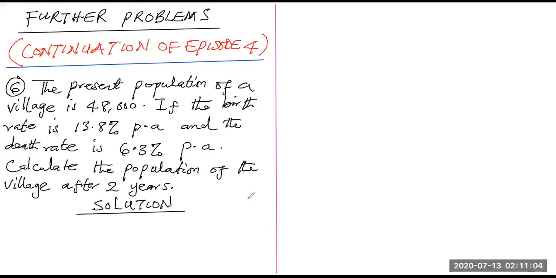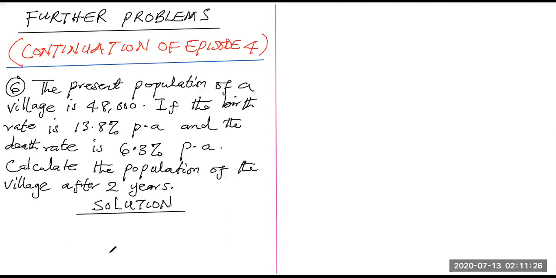The present population of a village is 48,000. If the birth rate is 13.8% per annum and the death rate is 6.3% per annum, calculate the population of the village after 2 years. Now, my question to you is, how would you solve this problem?